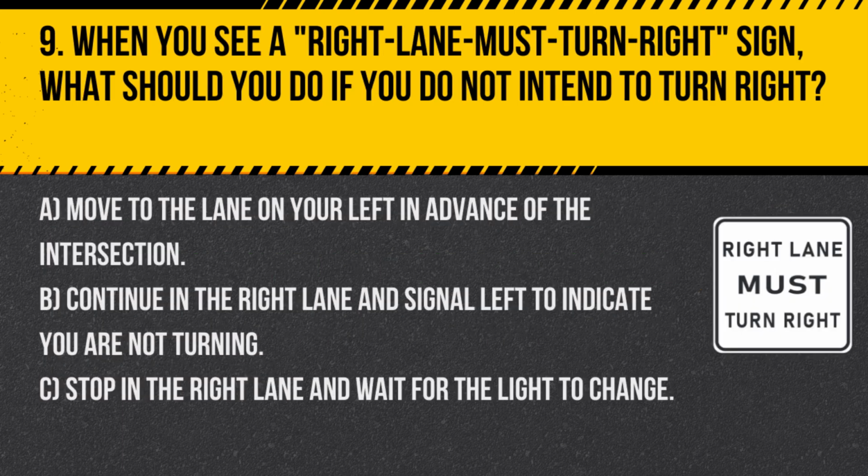Question 9. When you see a right lane must turn right sign, what should you do if you do not intend to turn right? A. Move to the lane on your left in advance of the intersection. B. Continue in the right lane and signal left to indicate you are not turning. C. Stop in the right lane and wait for the light to change.